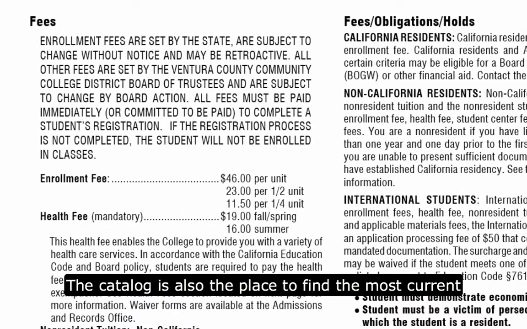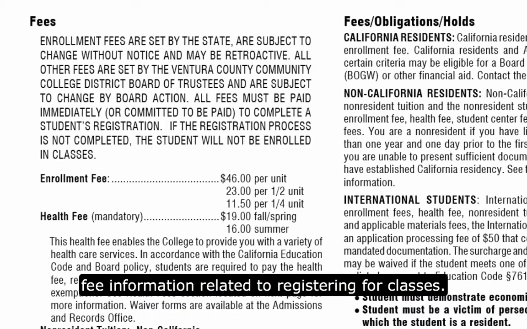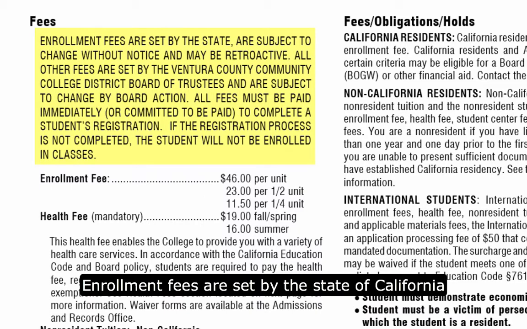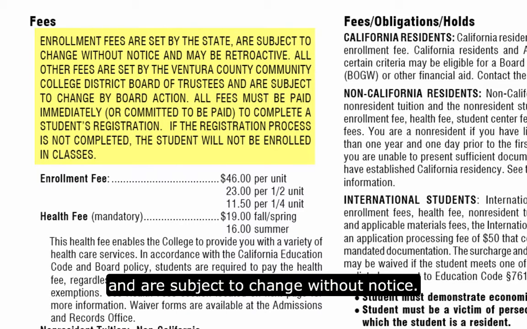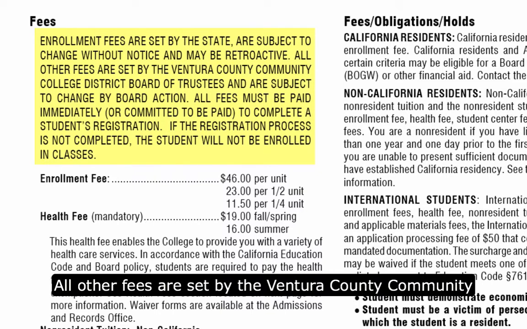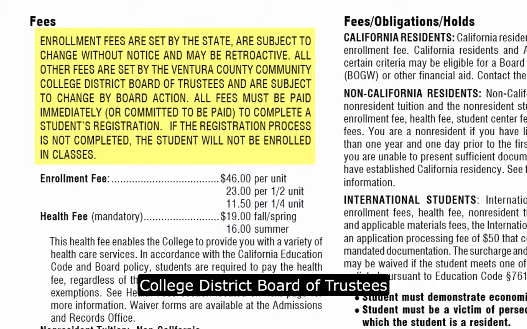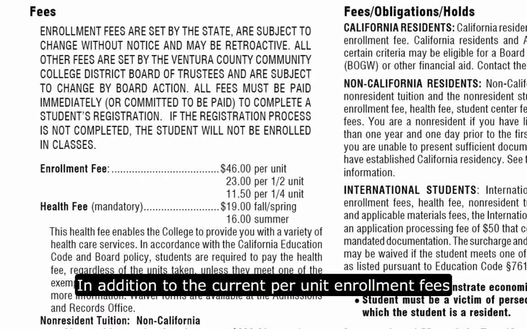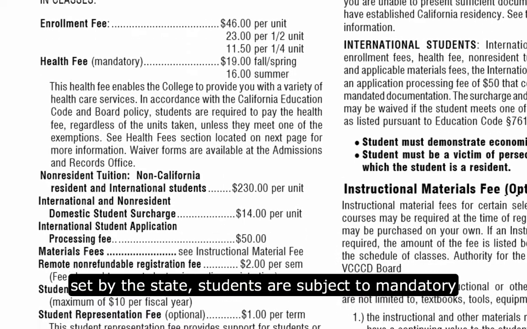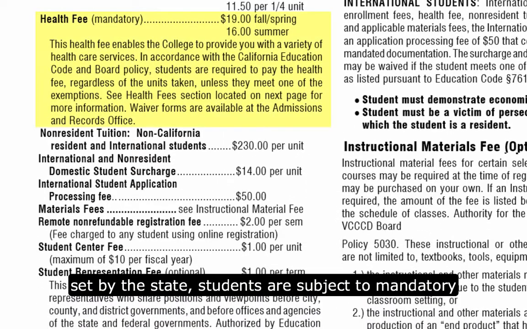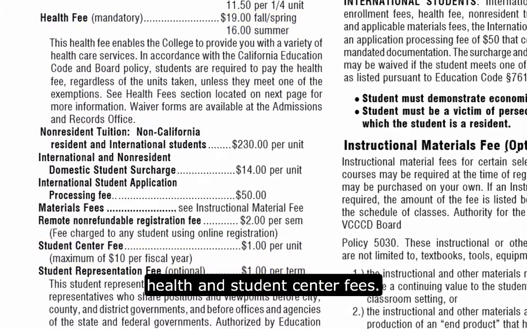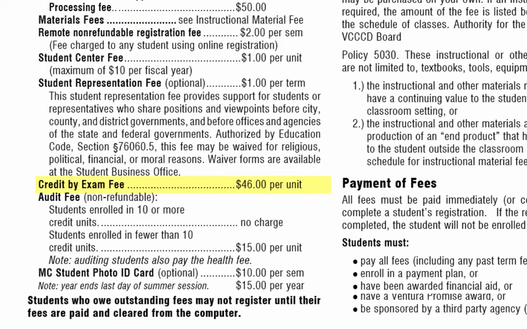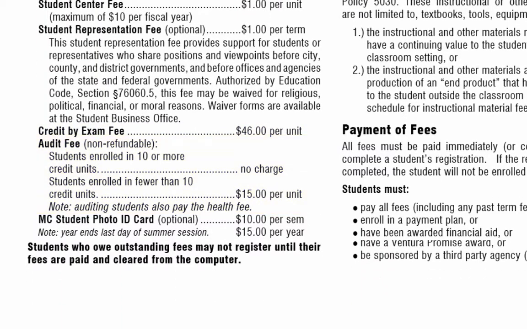The catalog is also the place to find the most current fee information related to registering for classes. Enrollment fees are set by the state of California and are subject to change without notice. All other fees are set by the Ventura County Community College District Board of Trustees and are subject to change by board action. In addition to the current per-unit enrollment fees set by the state, students are subject to mandatory health and student center fees. Students may also be charged other fees for services such as material, credit by exam, course audit, and a photo ID card.